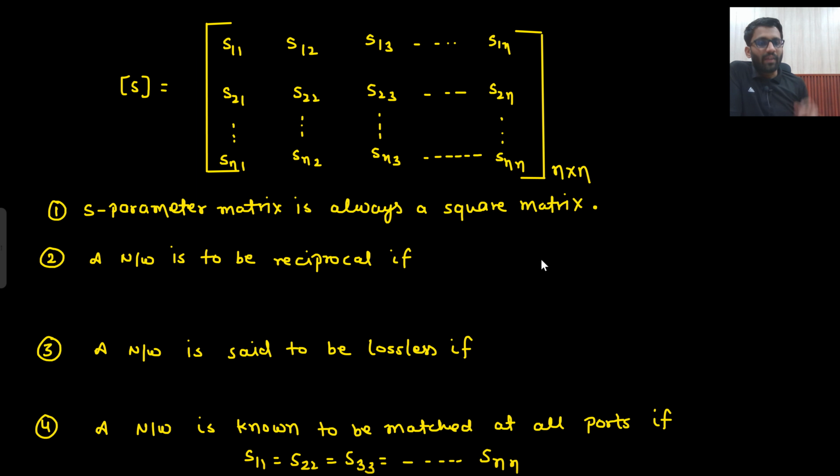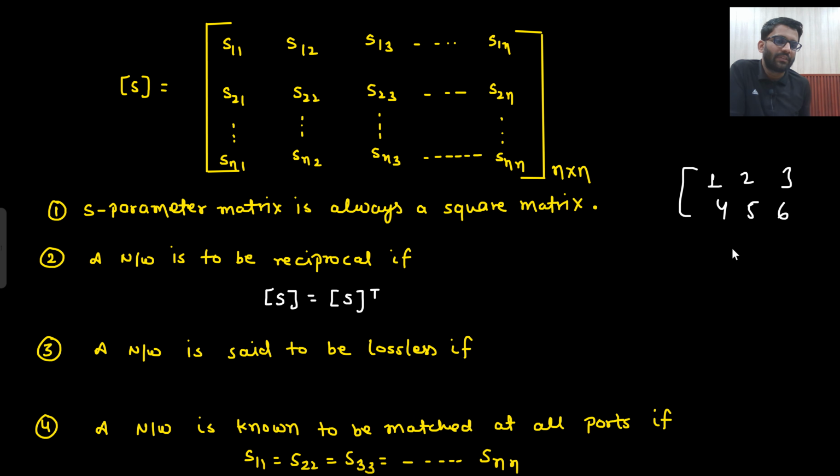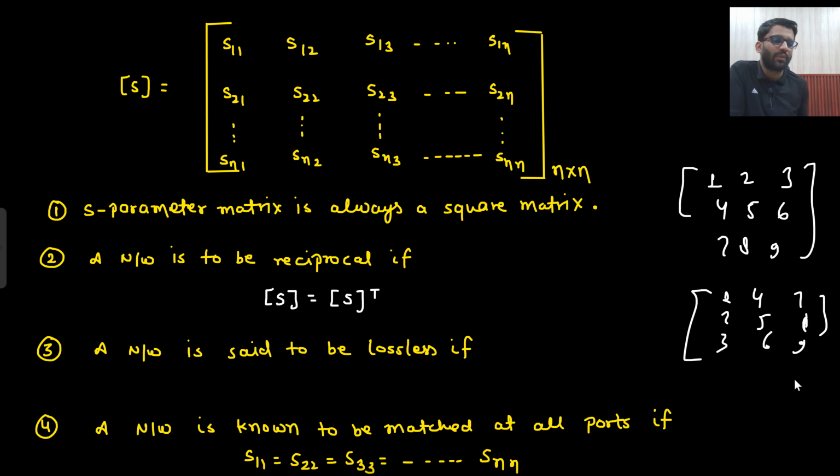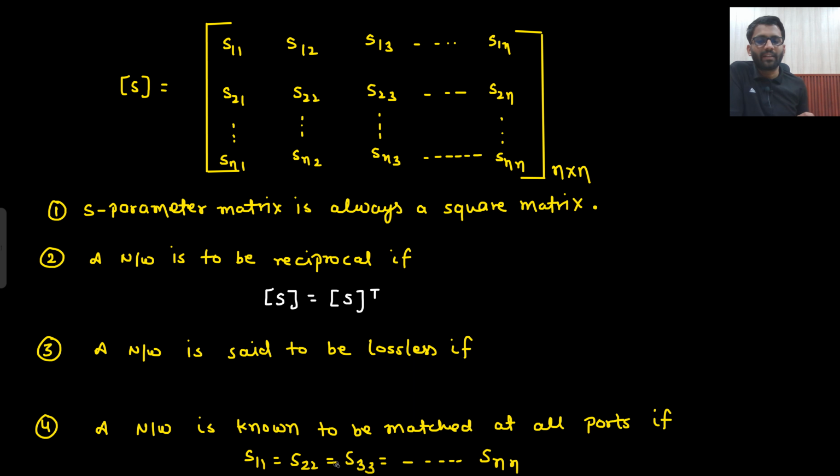Secondly, a network will be called reciprocal if this scattering parameter matrix is equal to its transpose. Do you know what is transpose? How do you calculate the transpose? Just the rows are made columns: 1, 2, 3, 4, 5, 6, 7, 8, 9. This is how you calculate the transpose. So it is known as reciprocal if the transpose and the matrix are equal. Is that clear to you?